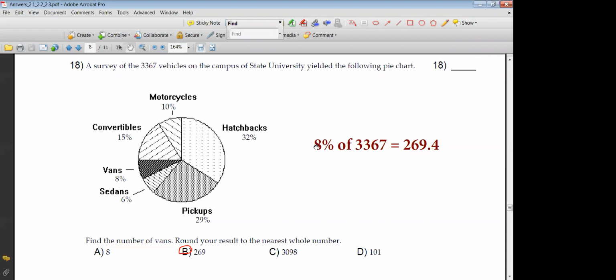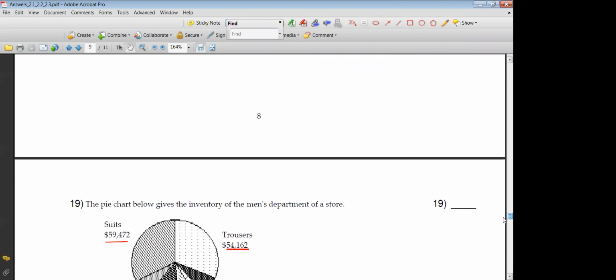I don't believe I'm saying this, but I am. 0.08 times that number on your calculator is 269. It's rounded to the nearest whole number. Because of the 4, a 3, a 2, a 1, or a 0, you round down. In this case, you round it down to 269. Find 8%.